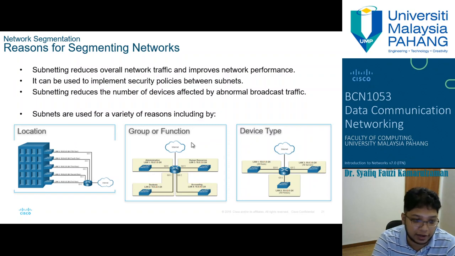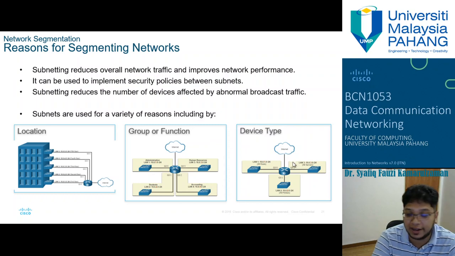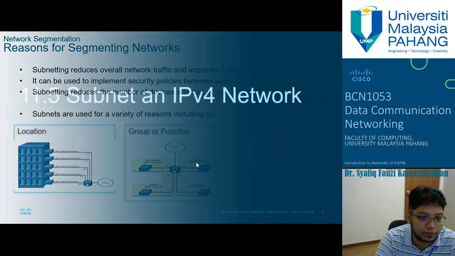Or, for example, you want to group according to functions, like here: administration, human resource, accounting, students. Or you want to split them according to what end device you are using, like PC, server, or IP phones or something like that. Okay, so these are the reasons why we do subnetting for all networks.